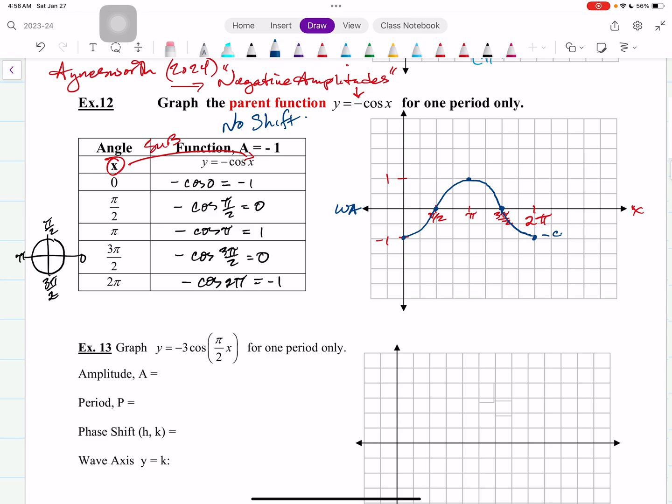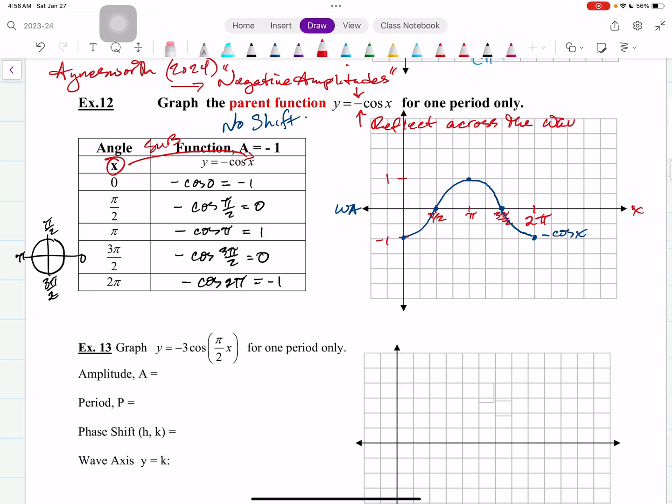So negative cosine x. Now that's one way to do it, is by plotting points. The other way to do it is to graph cosine first and then reflect it. Because this negative right here is a reflection across the wave axis. Now I have to say reflection across the wave axis and not the x-axis, because when you shift something, your wave axis changes. So you always reflect it across the wave axis in general, because that may change depending on the function.